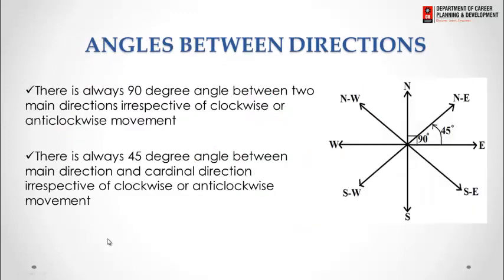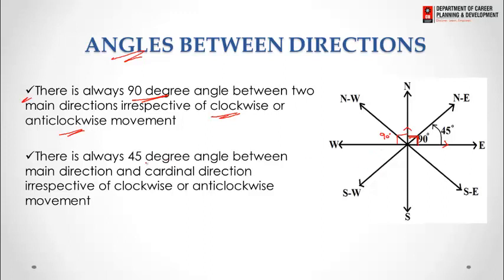Now the next thing we need to understand is the angle between the directions. There is always a 90-degree angle between 2 main directions. Like here, the angle between north and east is 90 degrees. This is the angle between 2 main directions, whether we are moving in the clockwise direction or in the anti-clockwise direction. That means the angle between north and west is also 90 degrees.